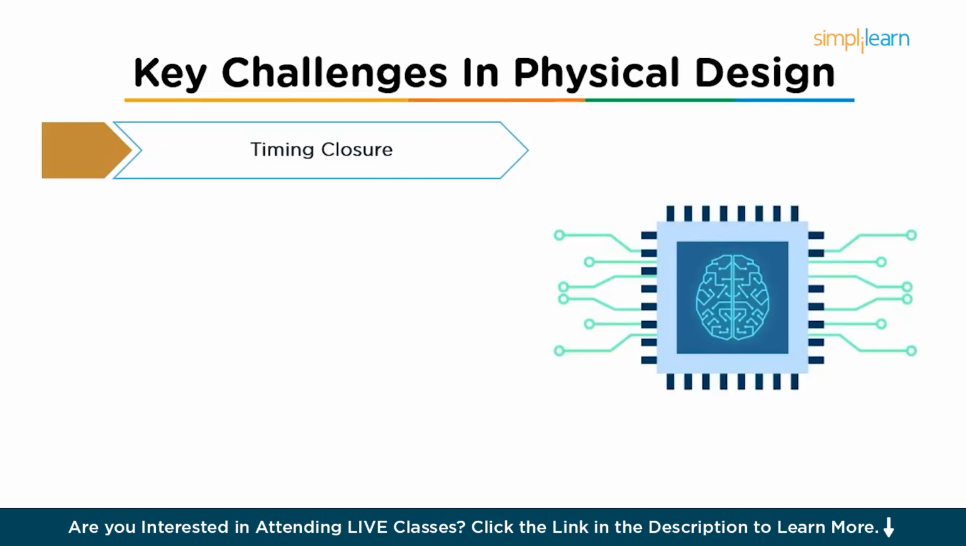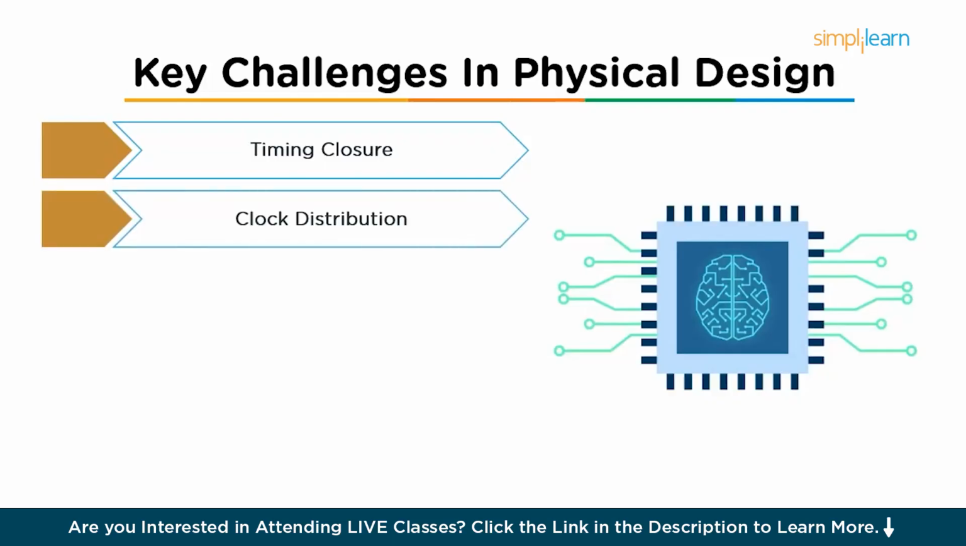Then comes the clock distribution. A critical challenge in synchronized design is the clock distribution, which involves building a well-balanced and low-skew clock tree that delivers the clock signals to all sequential elements, like flip-flops, simultaneously. Skew or delay mismatches can cause incorrect data capture, so techniques like H-tree structure, clock gating, and buffer insertion are used to optimize timing and power.